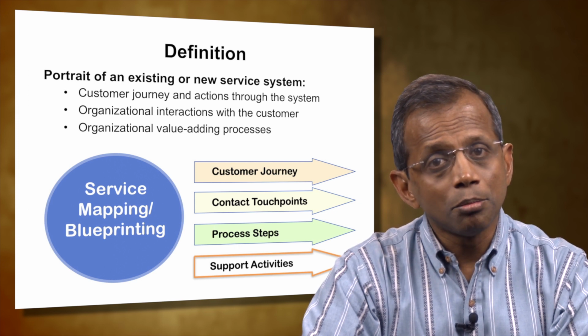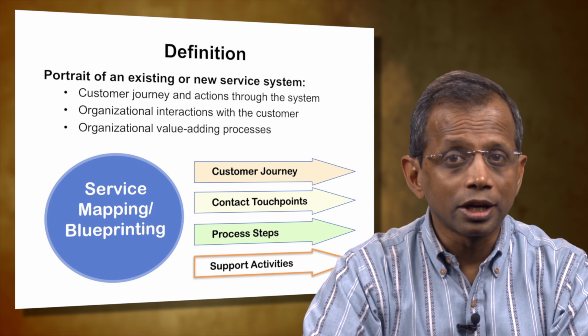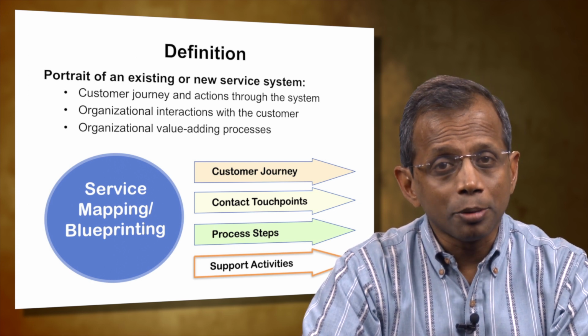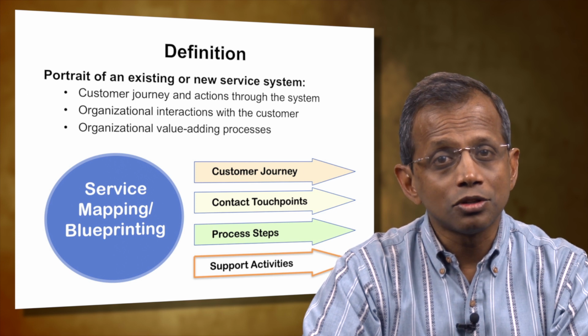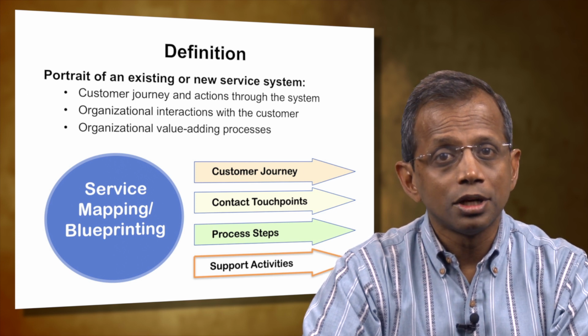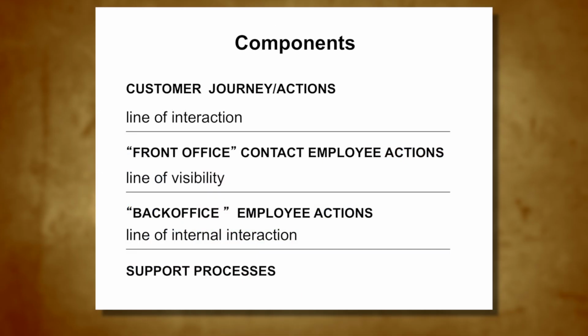These terms, maps and blueprints, are sometimes used synonymously, interchangeably in practice. But for our purposes, we'll distinguish them as follows. A map is used to describe an existing system, and a blueprint to conceive and design new systems. In the mapping case, we are trying to describe an existing service system. In the blueprinting case, we are trying to prescribe a new service system.